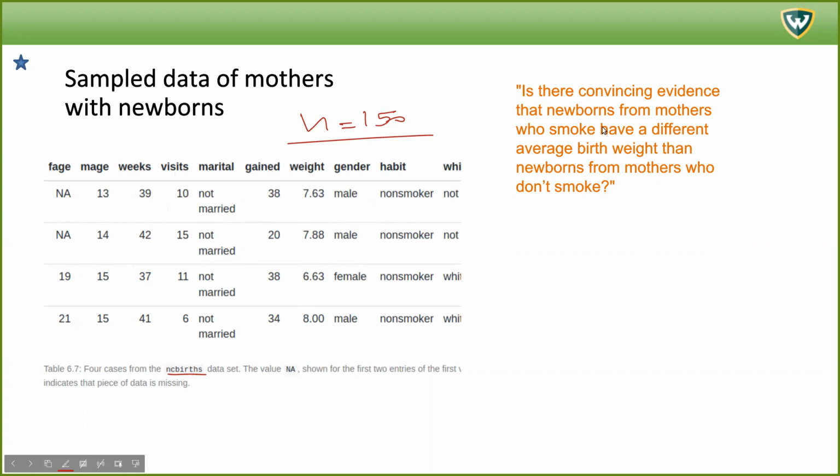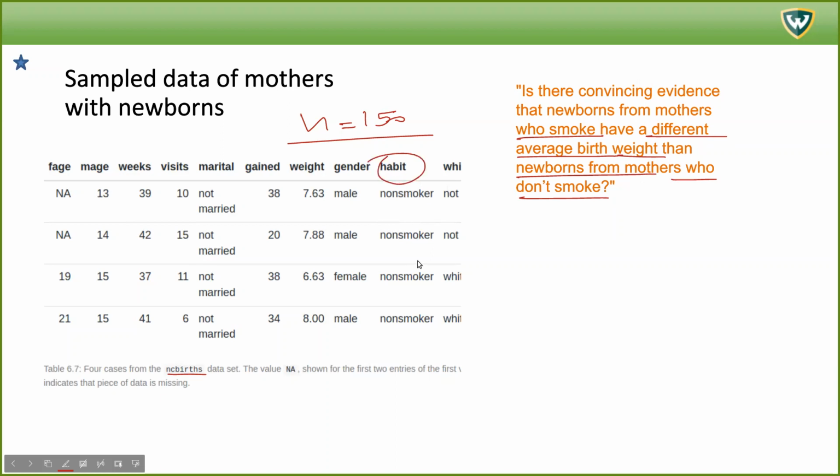The idea here, though, is that we want to know if there is statistically convincing evidence that newborns from mothers who smoke have a different average birth weight than newborns from mothers who do not smoke. Okay, so we see the two groups here: mothers who smoke versus mothers who do not smoke, and we have a habit variable that identifies them.